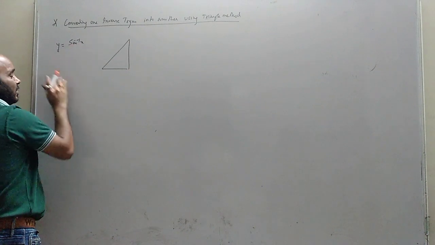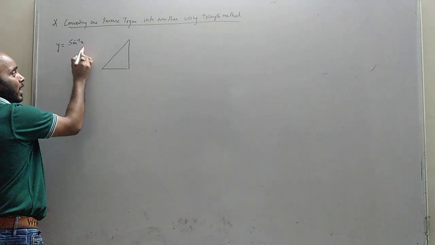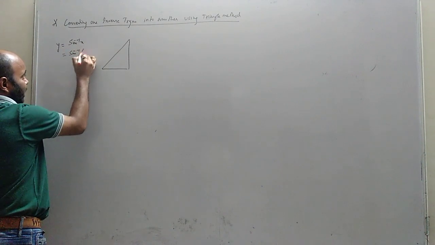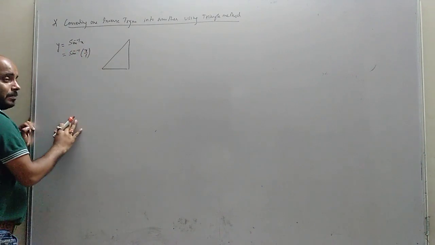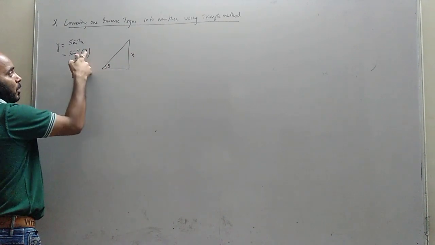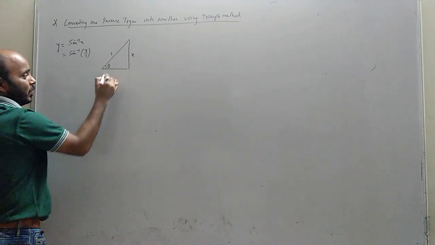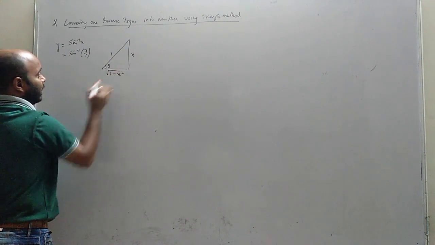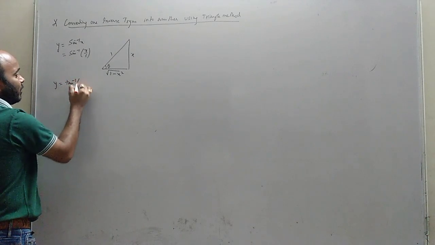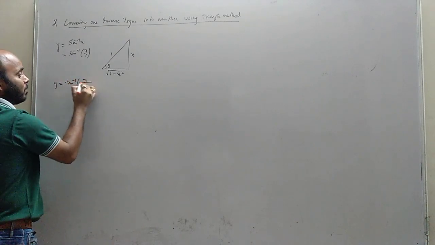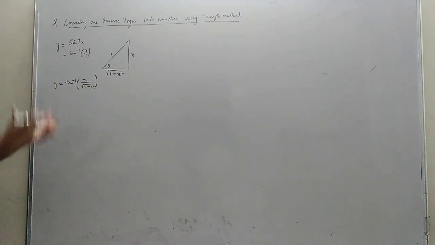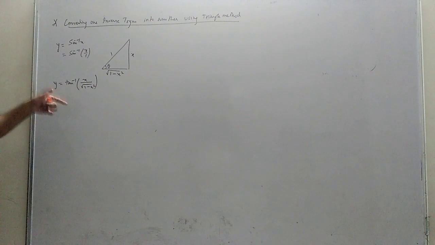Sine inverse x. We know what sine is: perpendicular by hypotenuse. Can I write sine inverse x as x by 1? It's the same thing. So the perpendicular is x. If I say this angle is theta, perpendicular is x, hypotenuse is 1. So what is the base? Under root 1 minus x square. That means how to convert to tan inverse? Tan is perpendicular by base. This conversion is only theorem 14. This conversion you need to understand.